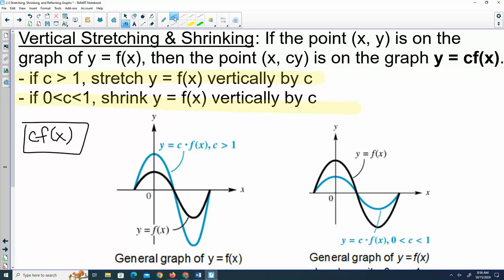Think of it kind of like stretching a rubber band. If I take a rubber band and stretch it up, it's going to get tall and skinny. If I push it down, it gets shorter and fatter. Everybody should probably be jotting down something from this slide, because I doubt you guys just know all this off the top of your heads.